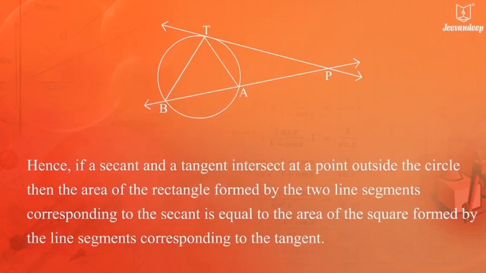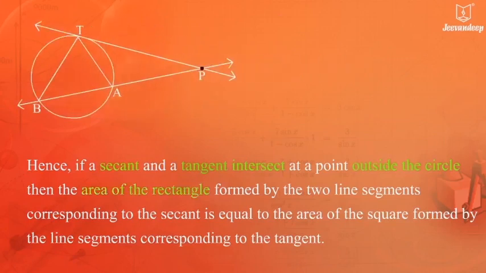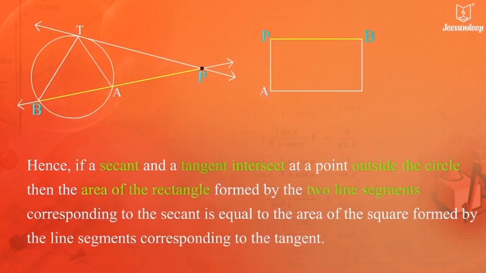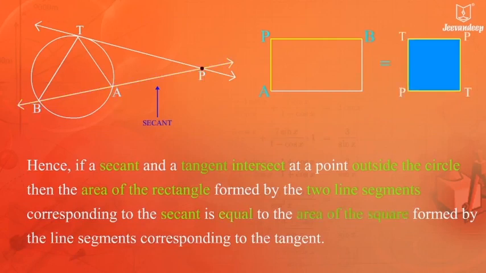Hence, if a secant and a tangent intersect at a point outside the circle, then the area of the rectangle formed by the two line segments corresponding to the secant is equal to the area of the square formed by the line segment corresponding to the tangent.